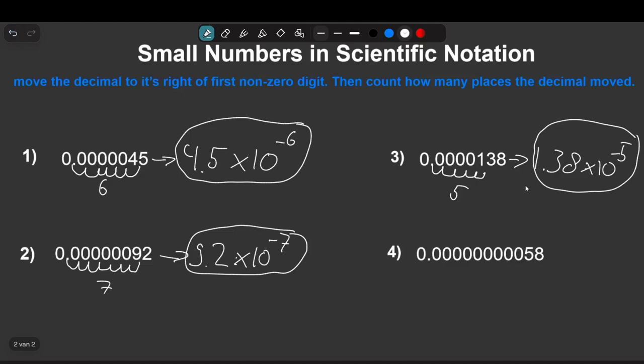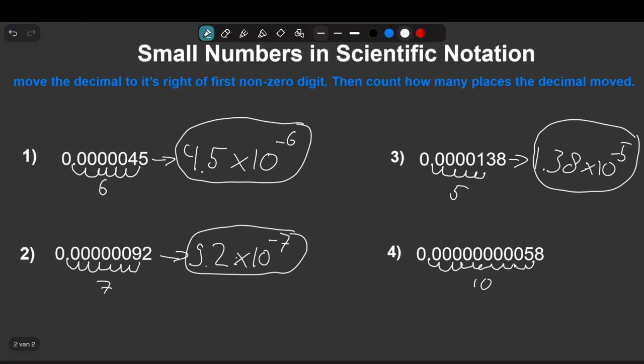And now for our last example, we have 0.00000000058. That's a lot of zeros. So again, the exact same thing. We're going to move our decimal between the 5 and the 8. So we're going to do 1, 2, 3, 4, 5, 6, 7, 8, 9, and 10. This one was very ugly right here, but it doesn't really matter.